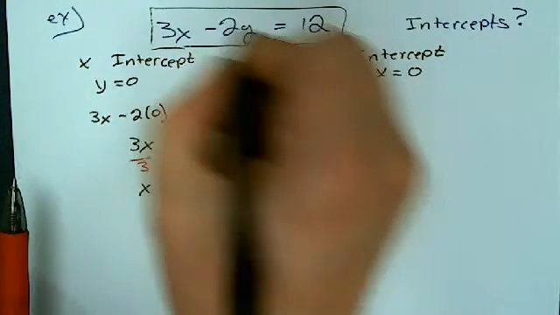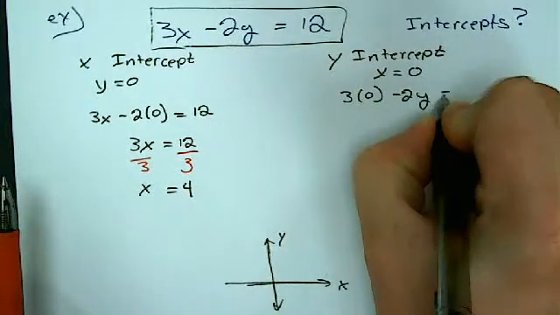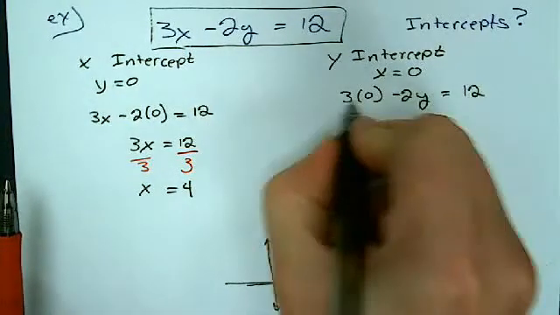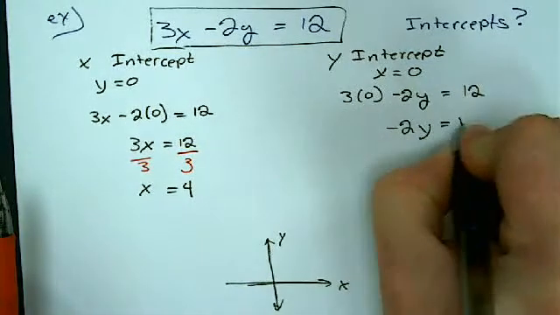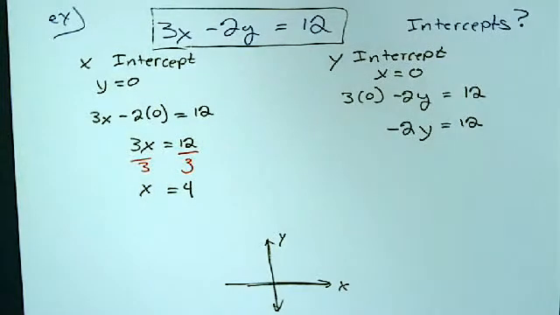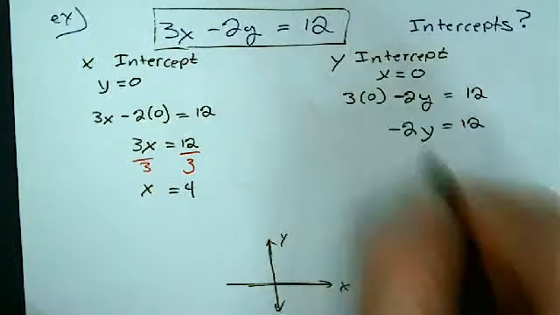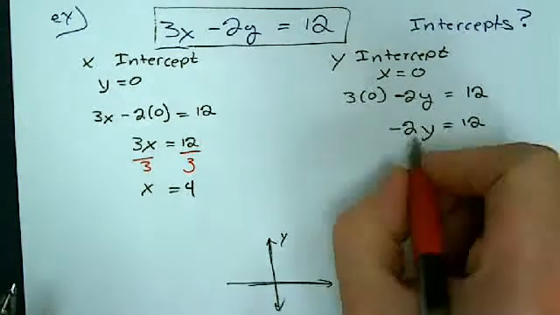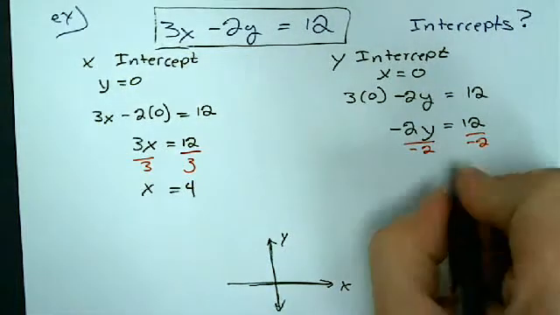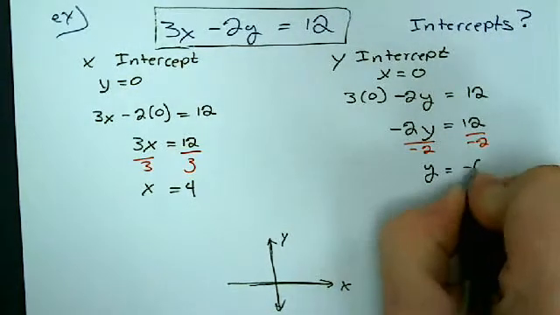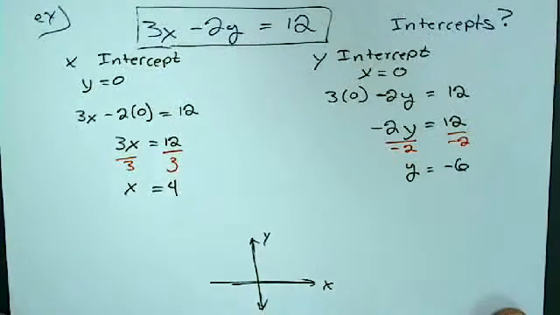So I set x equal to 0. So 3 times 0 minus 2y equals 12. Well, that's just 0. It drops out, leaving me negative 2y equals 12. Watch out for that sign. People lose it. You go, oh, that's just 2y. Well, no, it's a negative 2y. Divide both sides by negative 2. Y is negative 6. It's so easy.